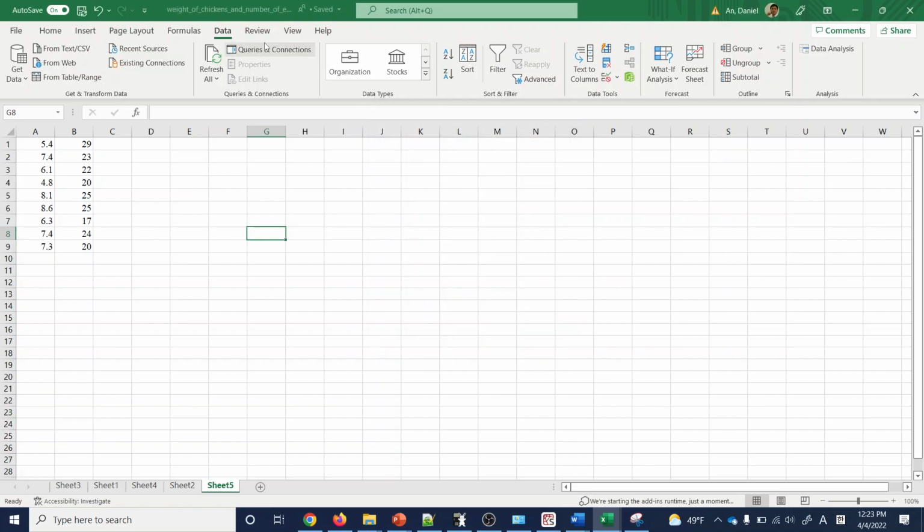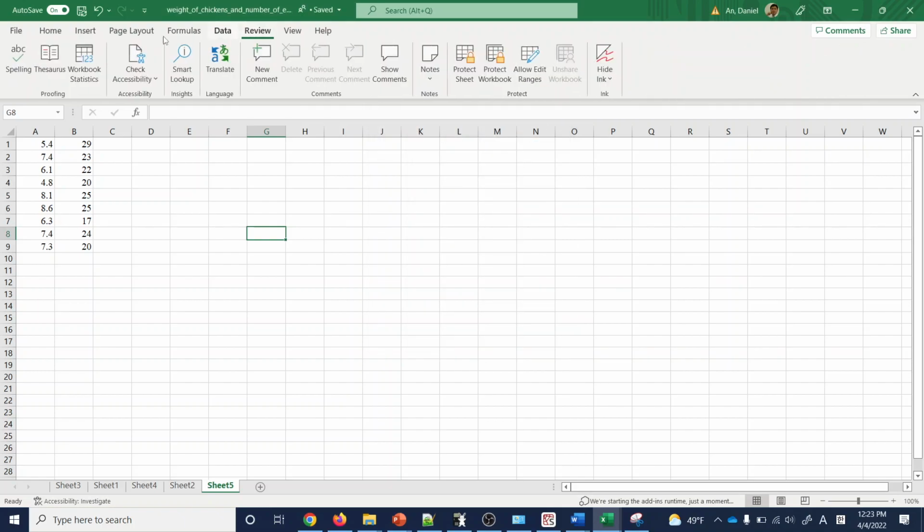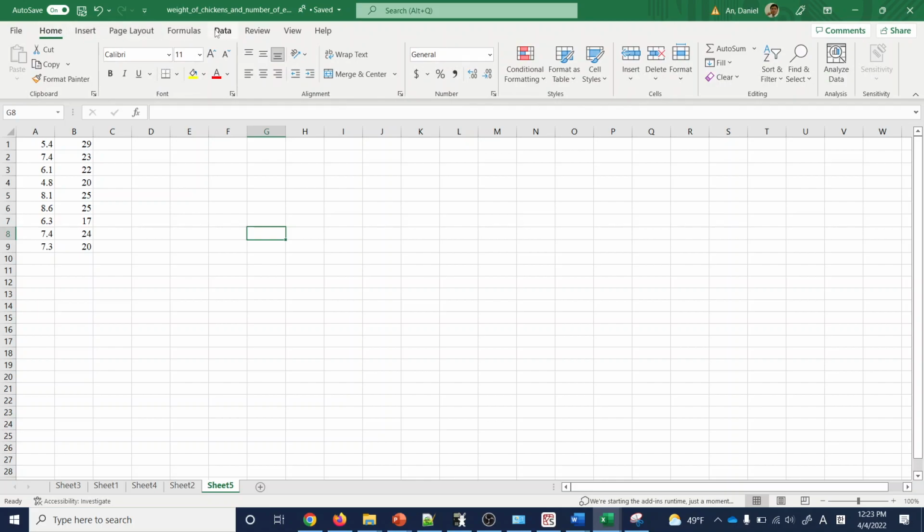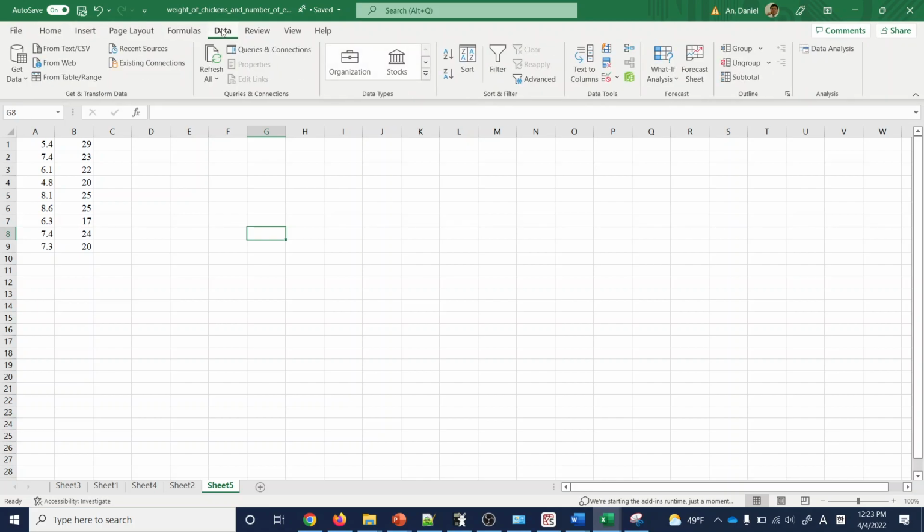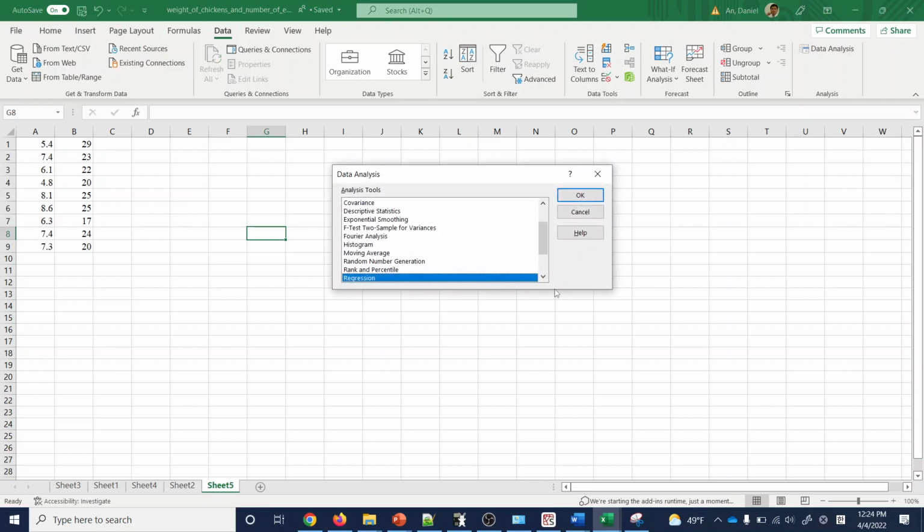And the difference is that in the menu, when you click Data after installing the Analysis ToolPak, you'll see this thing called Data Analysis. If you don't have the Analysis ToolPak, this won't appear, okay? So this is what we are going to use today, Data Analysis. And once you click it, there are so many different ways to analyze the data.